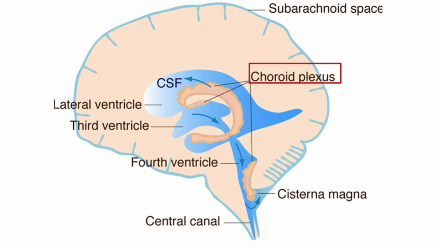So last but not least, you might be thinking, Jordan, what makes the cerebrospinal fluid? And it's actually this grainy structure within the ventricles called the choroid plexus.